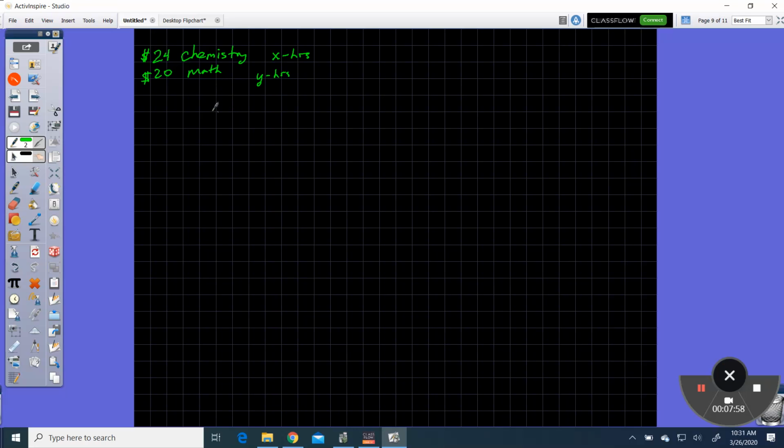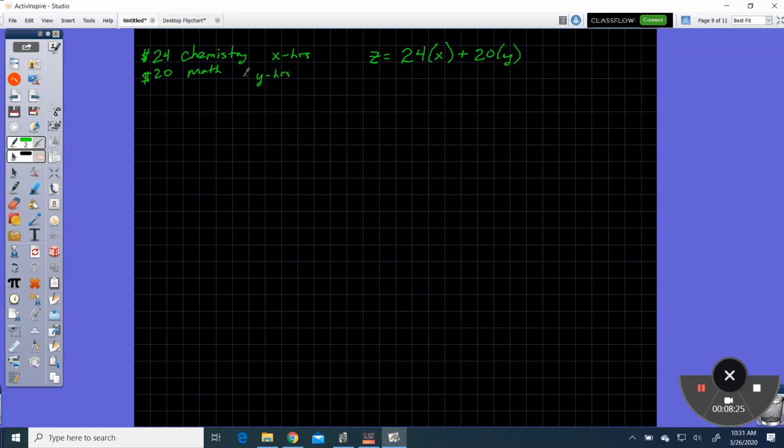It says write an objective function representing his weekly income for tutoring X hours of chemistry and Y hours of math. So what that's saying is, how many dollars is he going to earn at the end of the week? Well, he's going to get $24 for X amount of chemistry and $20 for Y amount of math tutoring.